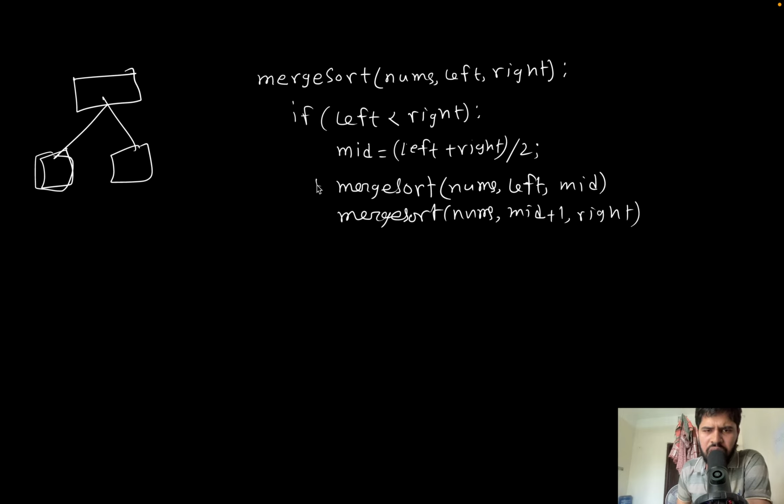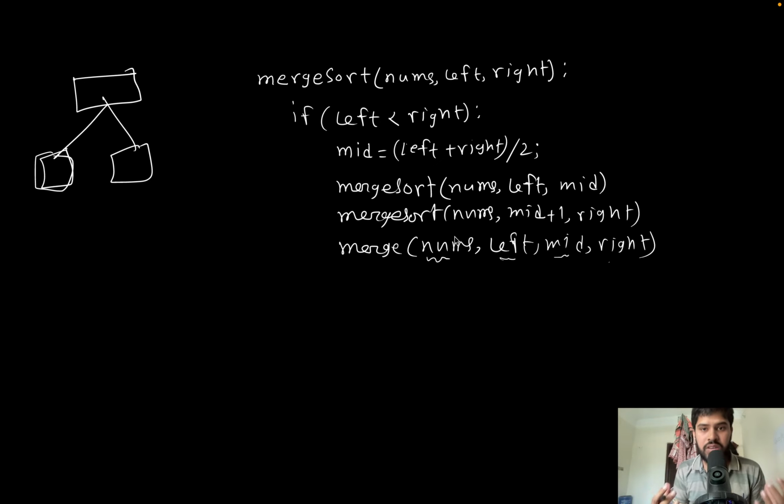And when we cannot break our subproblem anymore, we'll call our recursive function merge sort, then merge nums, with left, middle, and right. So what do we do in this function? In this function, we'll partition from left to middle, then from middle plus 1 to right, and then we will merge that. When you call this function, from left to middle is always sorted, and also from middle plus 1 to right is always sorted. This is the core concept of this algorithm, and we will implement this merge sort algorithm.